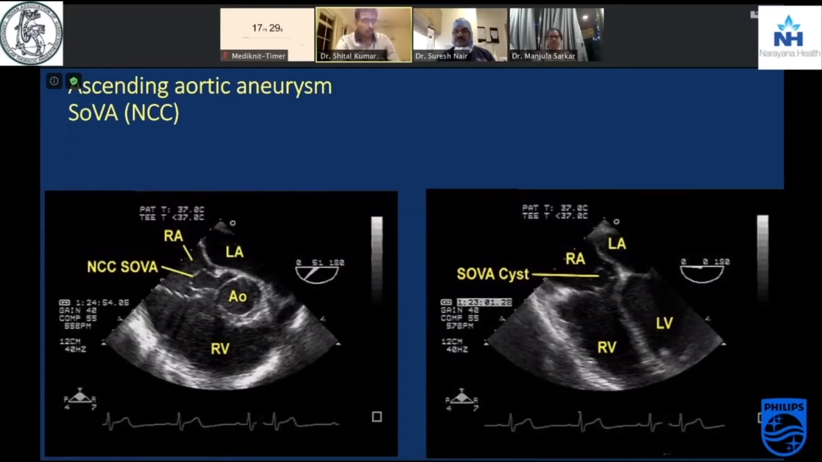Sinus of Valsalva aneurysm can also be because of the non-coronary cusp, though it's less common. It may protrude through the interventricular septum, or it may sometimes appear as a cyst, as you see here, or it may protrude into the right atrium or even the left atrium. Left coronary cusp, when it passes through to the left atrium, causes the symptoms and appearance of LV failure.